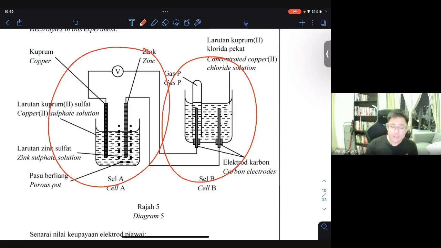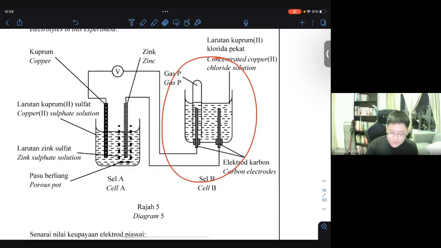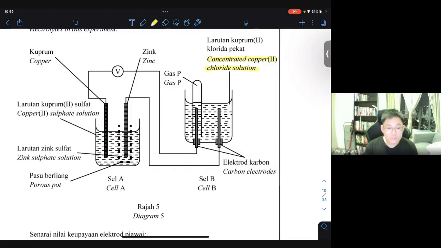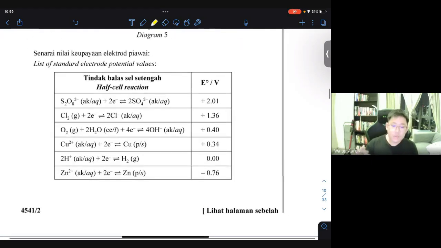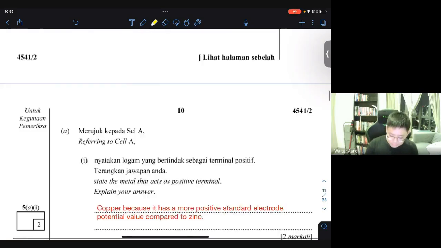So what happens here is that cell A is technically supplying electricity because chemical cells produce electricity, and the electricity produced is then used to electrolyze another substance. In this case, it will be concentrated copper 2 chloride solution. Then they also give you a list of standard electropotential values, with different substances over there. You can use this as a reference later to calculate the voltage of the cell.